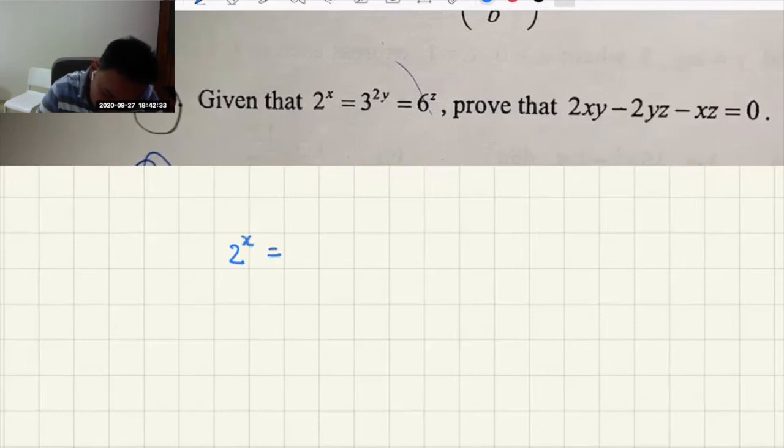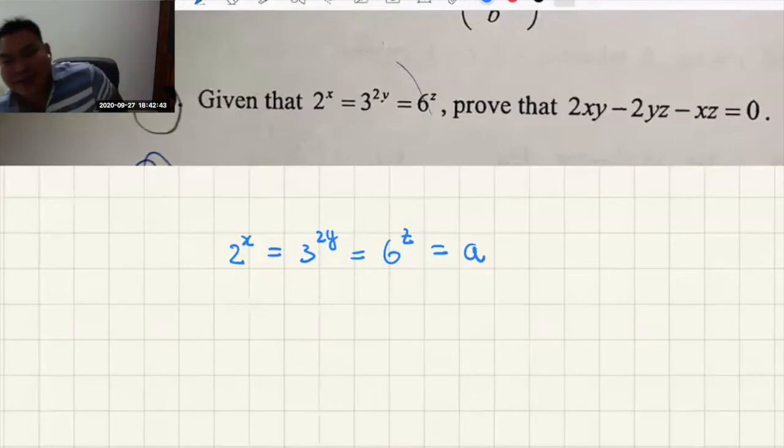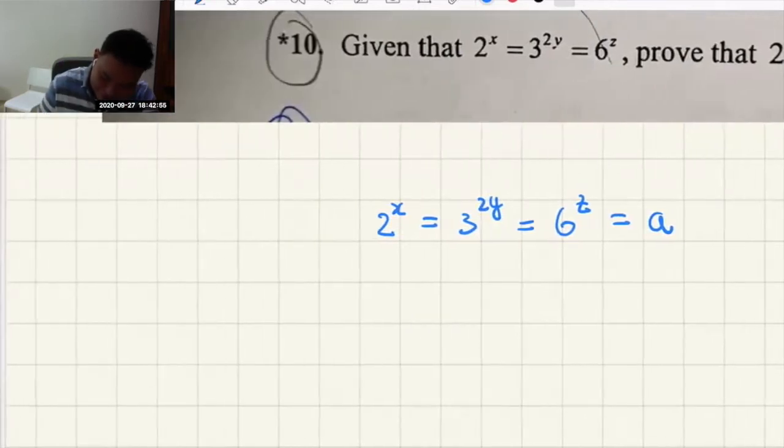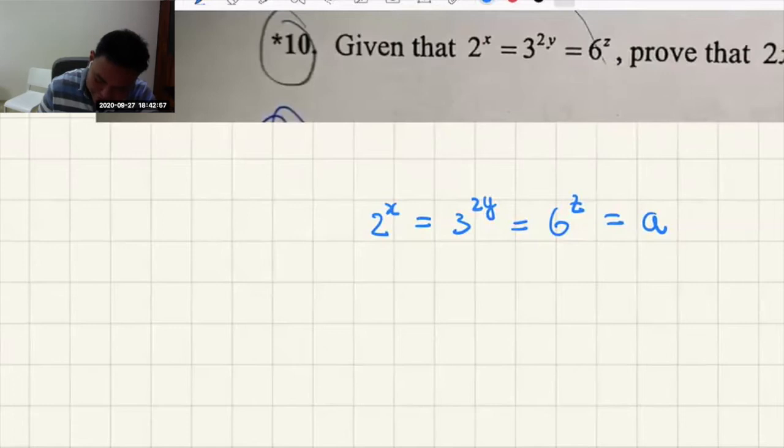2 power x equals 3 power 2y equals 6 power z. Then we call this thing a. And we are going to express x, y, and z in terms of a. Okay, first step. We express x in terms of a. 2 power x equals a.